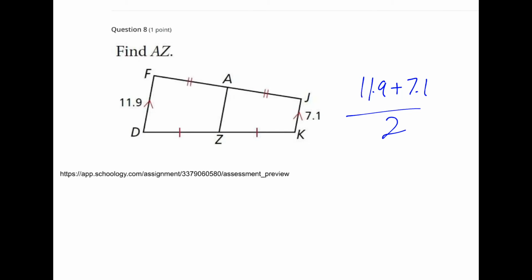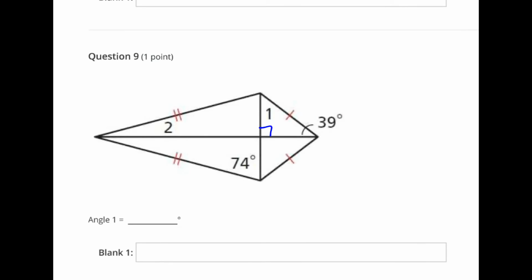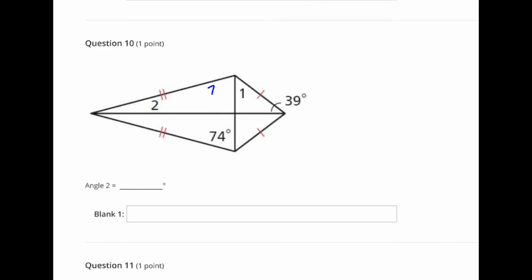For number 8, to find that mid-segment, I'm going to add the two distances and divide by 2. This is going to give me 9.5, which is the distance of AZ. For number 9, kites have perpendicular diagonals, so I'm going to take 90 minus 39, and this will give me 51 degrees for angle 1. For angle 2, I can label this as 74 degrees, and this is 90. Then, to find angle 2, I'm going to take 90 minus 74, and what I get is 16 degrees.